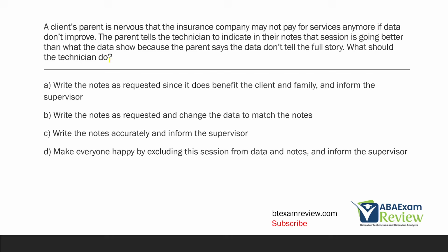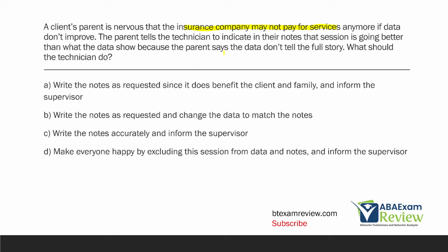So this is always tricky, right? Our number one priority is getting the client the best care and doing no harm to them. And a big part of our job and a big part of the client's life are these insurance companies, typically, that fund a lot of the services. And with that comes reporting and different things like that. You often have to meet certain performance indicators. In this case, the client's parent thinks the insurance company may not pay for services, which would be really bad for the client, if the data don't improve.